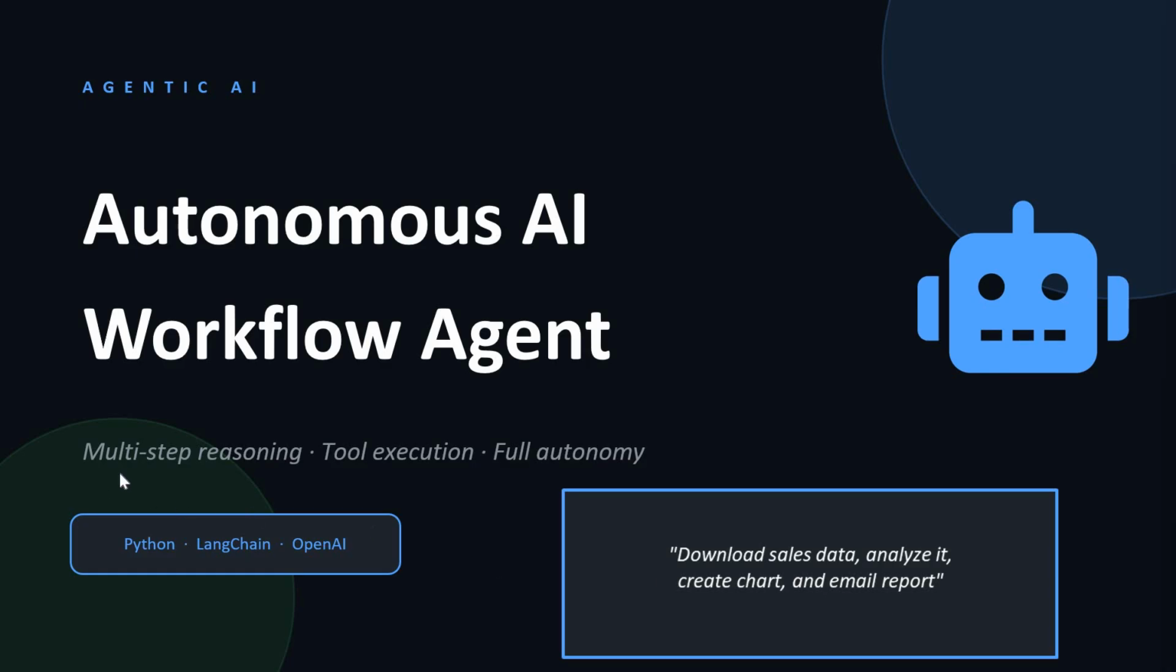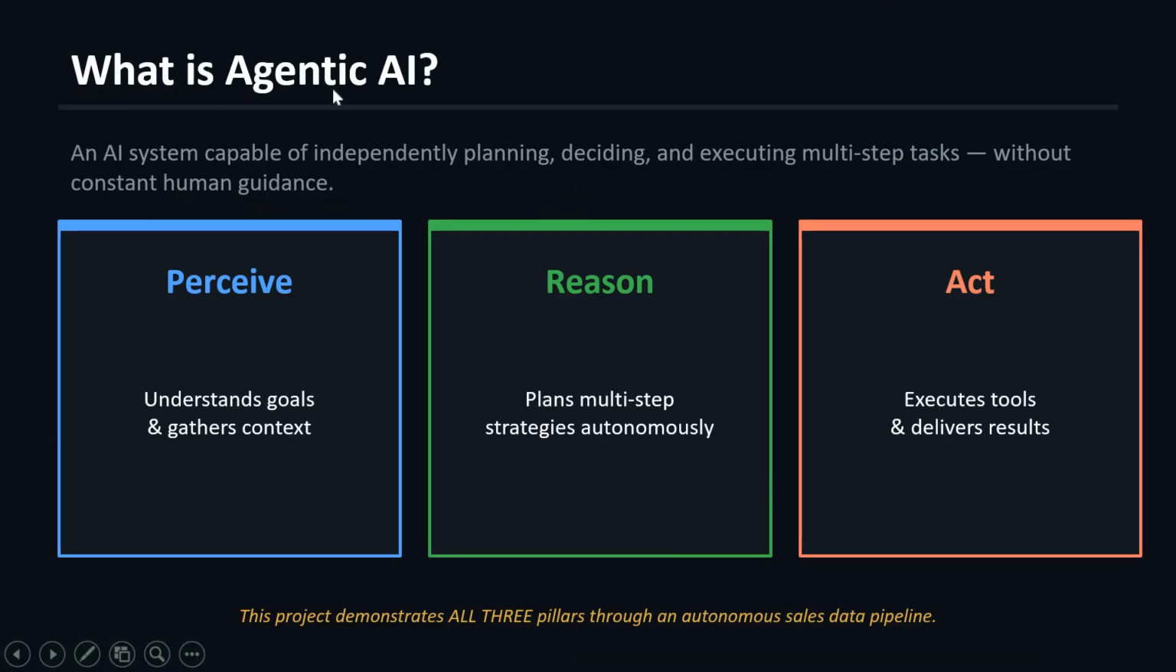Here we are going to use multi-step reasoning, tool execution, and flow autonomy, and this whole session will be completely hands-on. So stay tuned. I promise you that at the end of this video, you will know how to make the automation through Agentic AI, right? And here we are going to use Python, LangChain, and OpenAI, just normal tools. So here we are going to use Agentic AI.